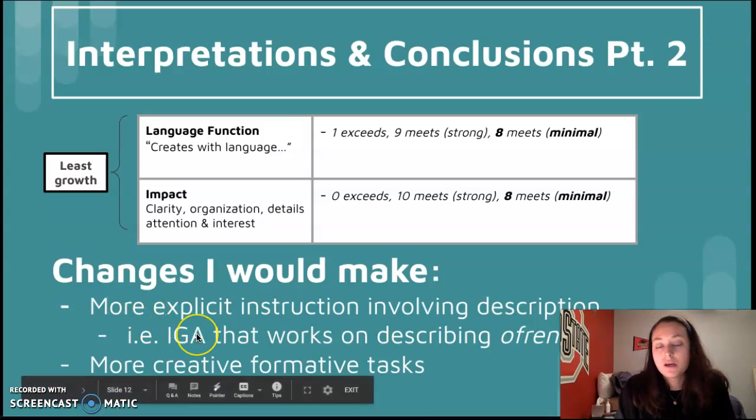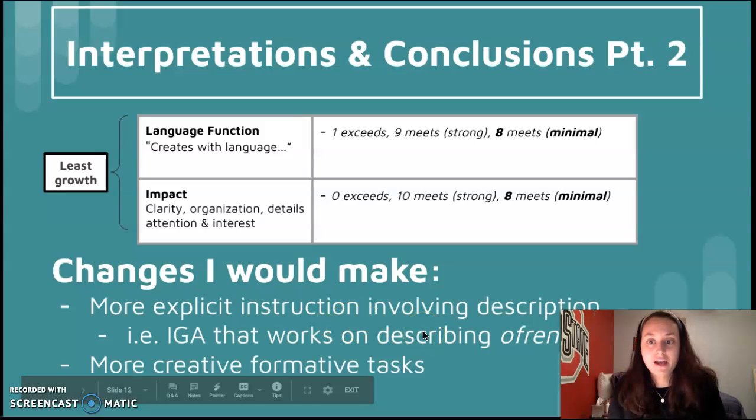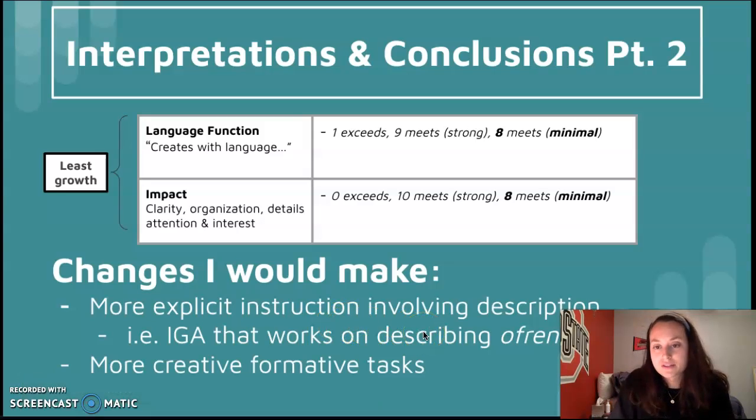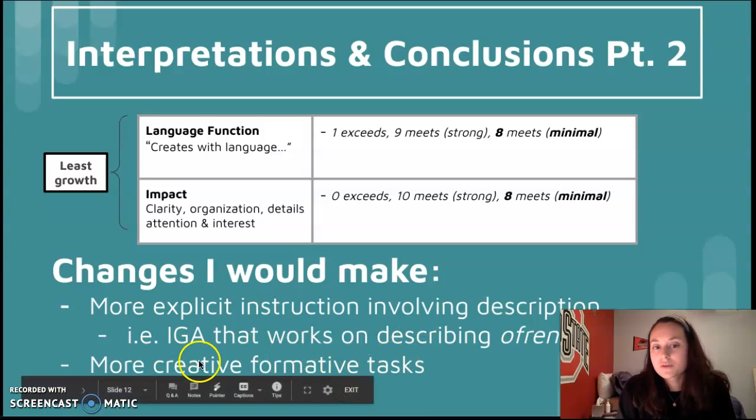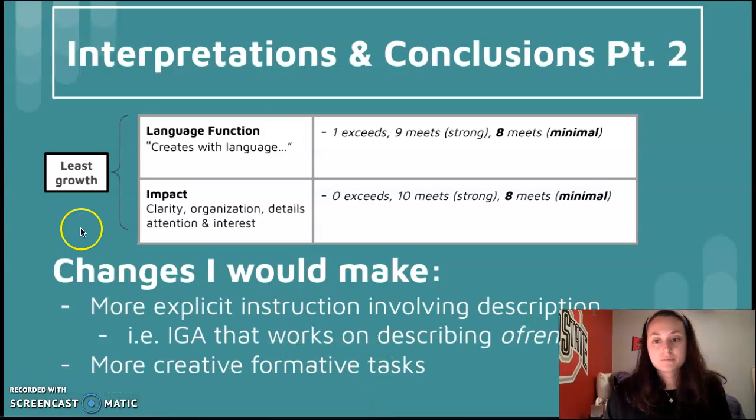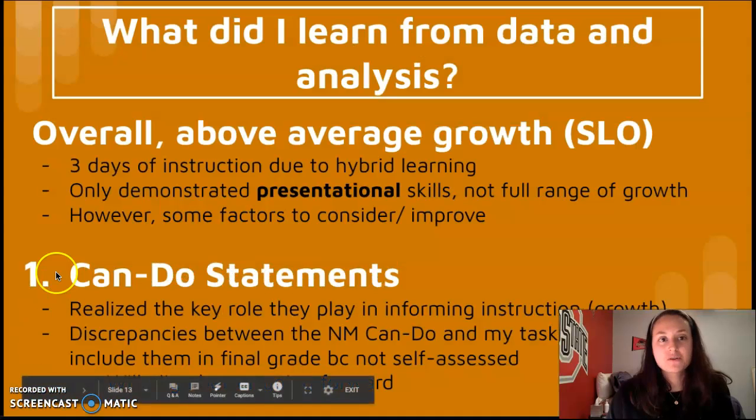An example could be an information gap activity in which students actually described ofrenda elements, thus further preparing them for their summative assessment. Also, in general, more creative use of language and creative formative tasks could have set them up for more success, but there simply was not time in those 3 days for that, and I will just incorporate that going forward. Which brings us to our conclusion, final takeaways from my data and analysis.